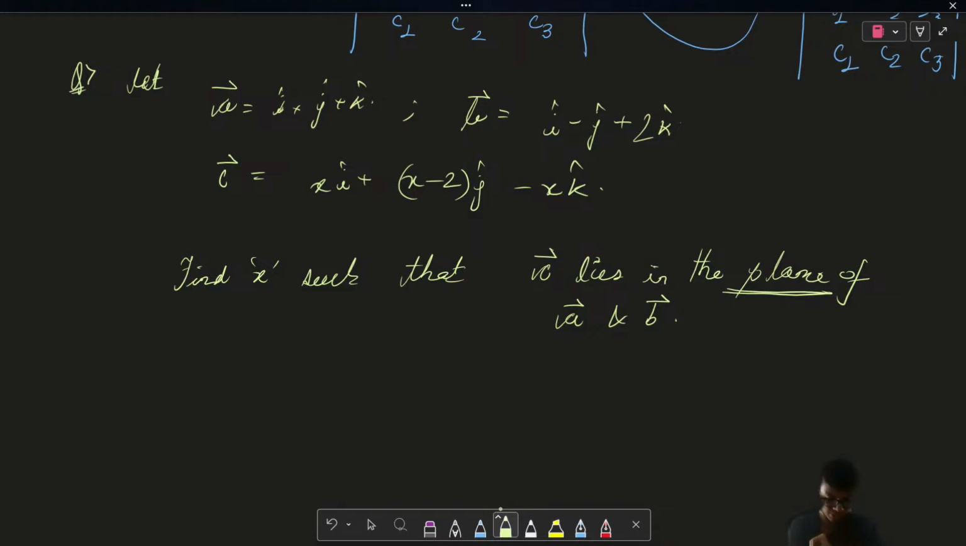This is quite an important result. It is very important to understand this result so that we can proceed to solving some questions. Please first try to interpret this result and find the value of x. Try to find out the value of x.